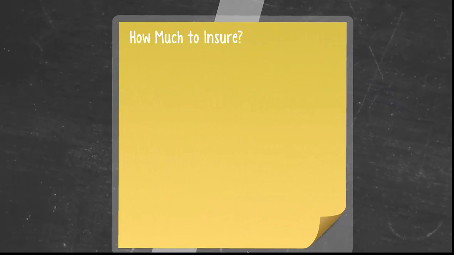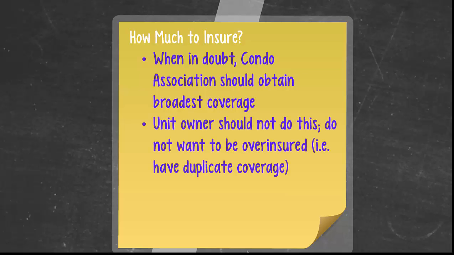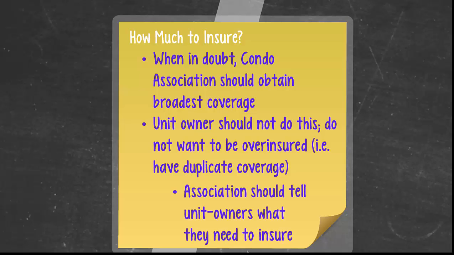So every condo association faces the question of how much to insure. The rule is, when in doubt, the condo association should obtain the broadest coverage. The unit owner, however, should not do this, because you don't want the unit owner to be overinsured or to have duplicate coverage. The association should tell unit owners what they need to insure.